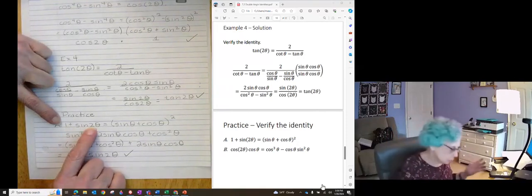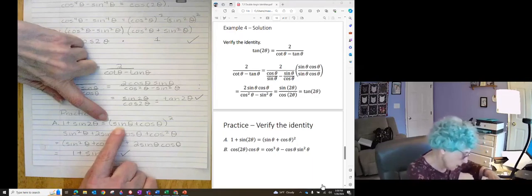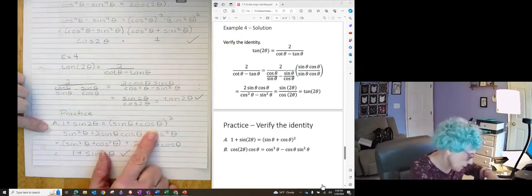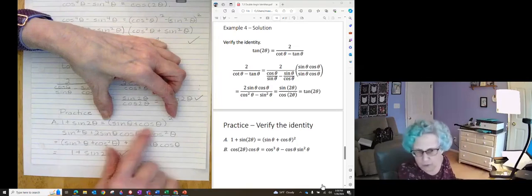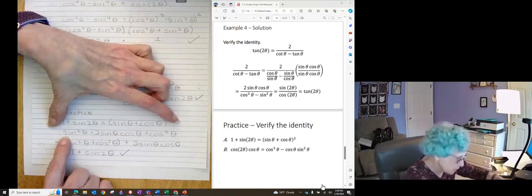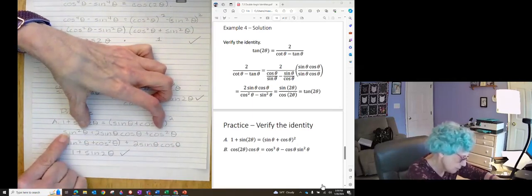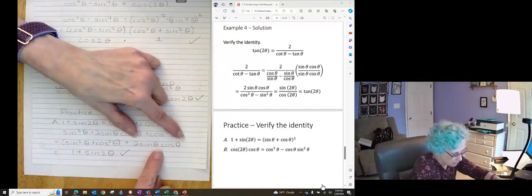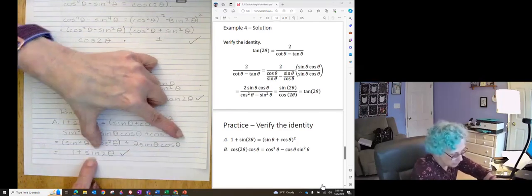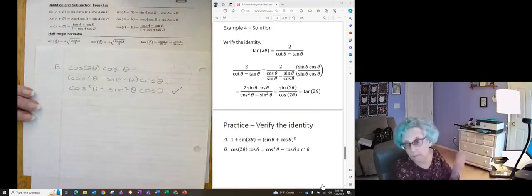A was quite simple. I started with 1 plus sine of 2 theta, and I just wrote that as sine of theta plus cosine of theta, squared. I just wrote down the formula. So I actually started with this side. I squared it: sine squared, 2 times the first times the last, plus the last term squared. And then I put the sine squared plus cosine squared together, and that's equal to 1 plus 2 sine theta cosine theta, which is sine of 2 theta. Not bad at all.